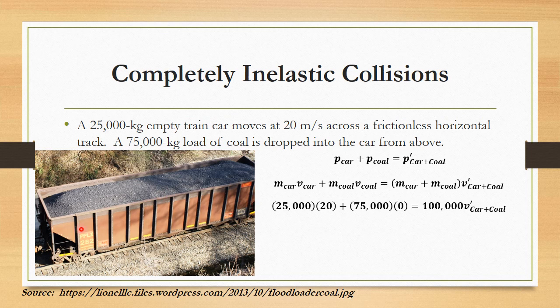Also, one last note, this is, again, why I've chosen to combine everything on the right side of the conservation analysis, because you can just say the mass of the car times the v prime of the car plus the mass of the coal times v prime of the coal. But since they have the same final velocity, v prime, you can just factor it out and then put the masses together in the parentheses and sum them. Okay, so 25,000 times 20 plus 0 equals 100,000 v prime. Solve it and you get 5 meters per second.